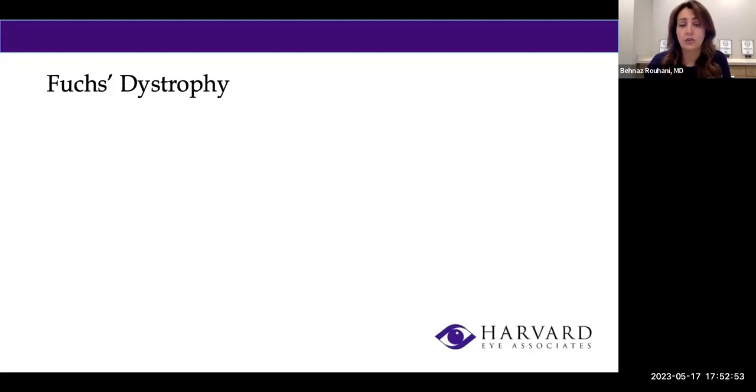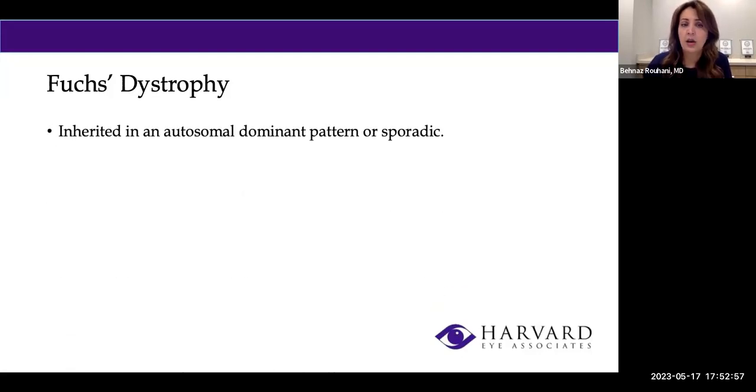And it's Fuchs dystrophy. Again, it's a genetic condition. It's inherited in an autosomal dominant pattern, mostly, I should say, and sometimes sporadic. What does that mean? That means that those who have it, they have to have their kids checked out once they reach 50 or older age, because you have a 50% chance of giving it to them.